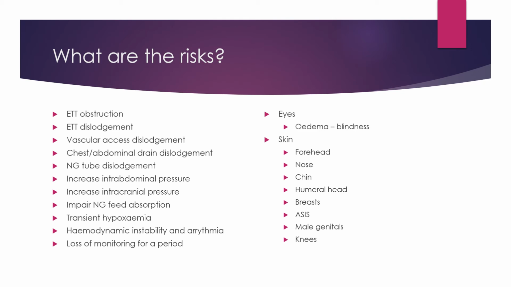And in turning somebody prone, it's very difficult to do that with all ECG lead monitoring in place, and so we're going to have to lose our monitoring for a period of time. When the patient is prone, they're at risk of edema, in particular affecting the eyes, which could be simple swelling of the conjunctiva through to blindness, and pressure damage over any exposed areas of skin, in particular the forehead, nose and chin and the head, the humeral head, breasts, the anterior superior iliac spine, the male genitals and the knees.